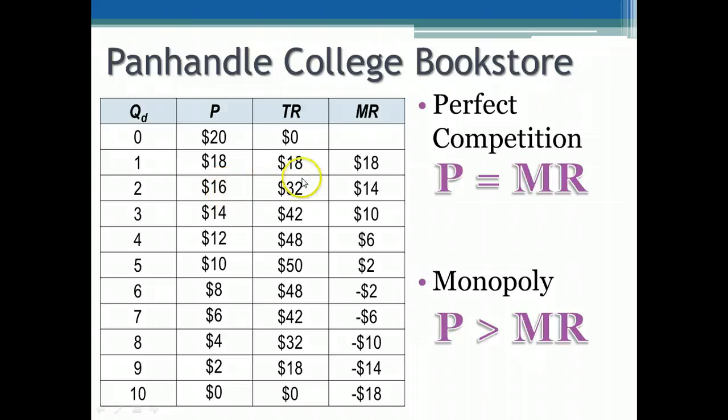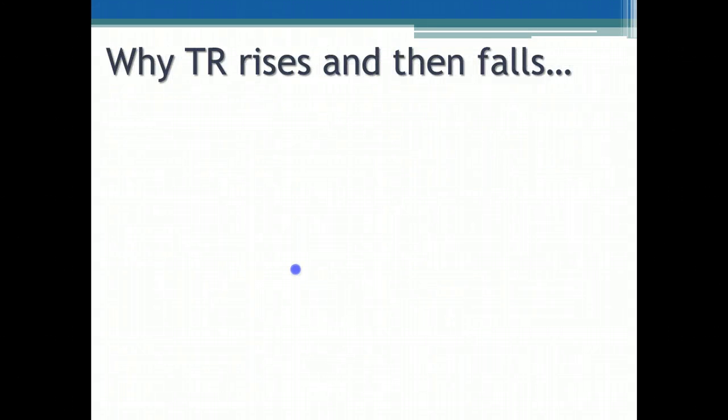The price will be greater than marginal revenue. Now, the reason why price is greater than marginal revenue and why total revenue begins to rise and then fall goes back to the beginning of the class when we started talking about the demand curve, and we looked at two effects. One is known as the price effect and one is known as the quantity effect.